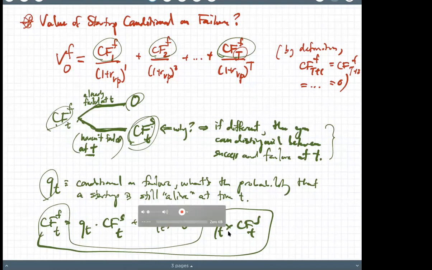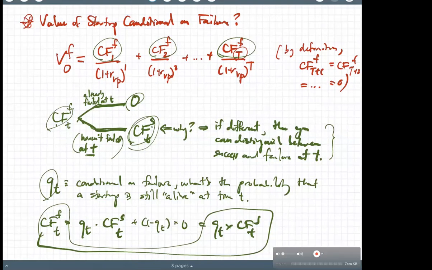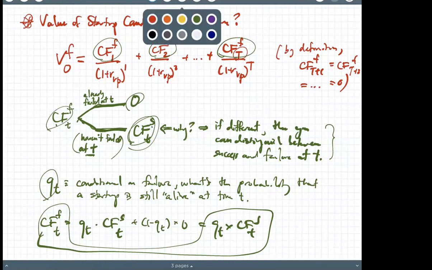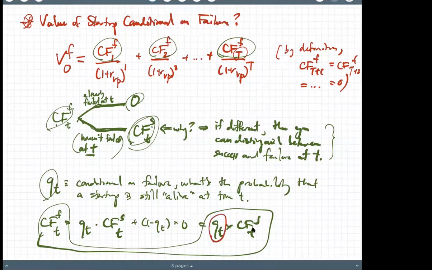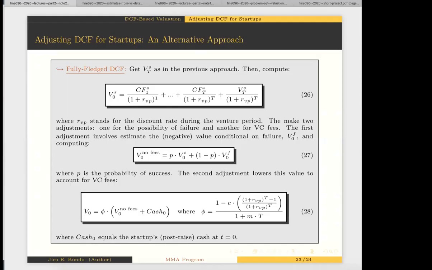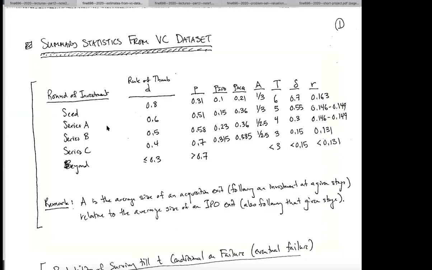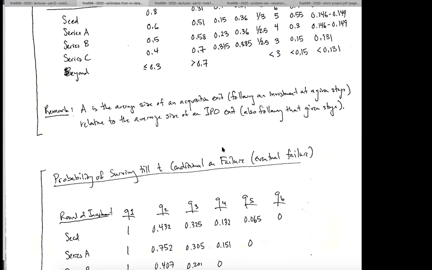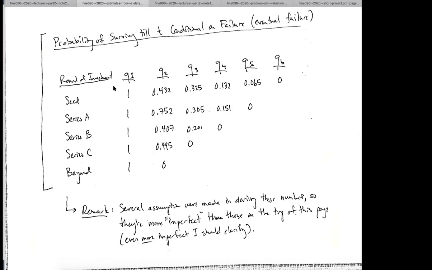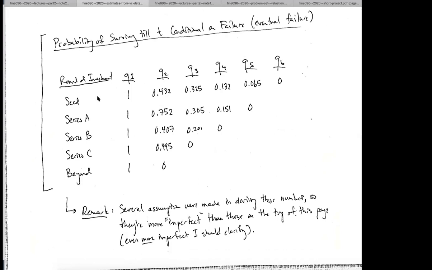Now, why is this expression useful? This expression is useful because I also have historical data on Q_t. So in the same handwritten document that I provided, which gives you these summary statistics from the historical VC data set on investments for values of D, P, discount rates, expected future dilution, and so on, I also have data on these Q parameters using this historical data set.